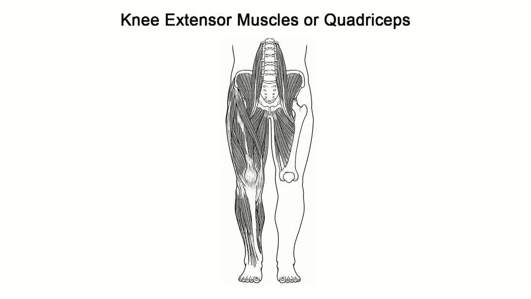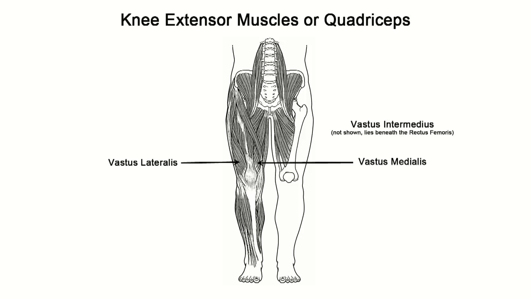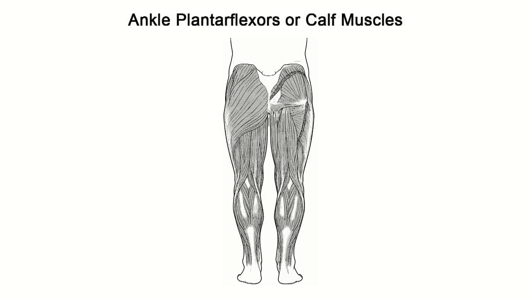Now, the muscles involved with knee extension are the quadriceps muscles, or more specifically, the vastus medialis, vastus lateralis, vastus intermedius, and rectus femoris. And the muscles involved with ankle plantar flexion are the calf muscles, which include the gastrocnemius and soleus muscles.